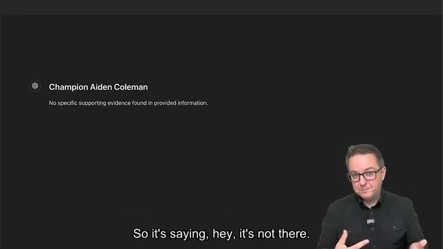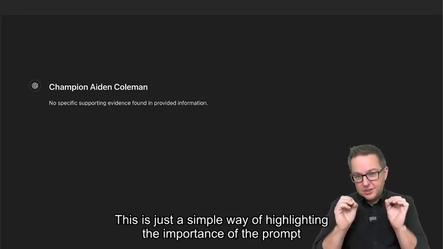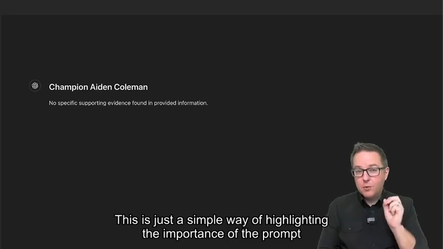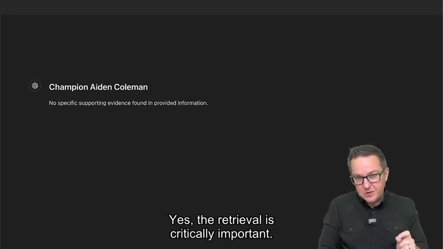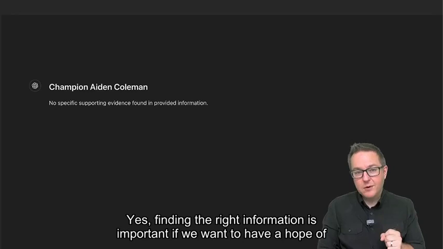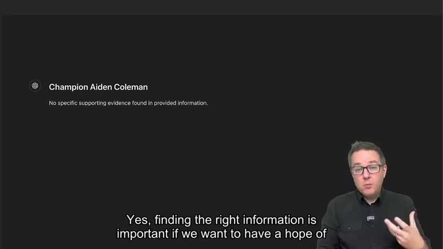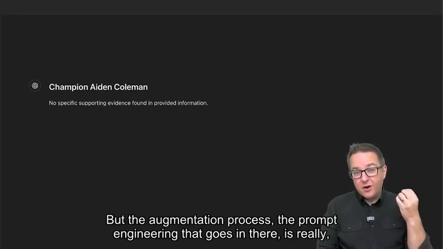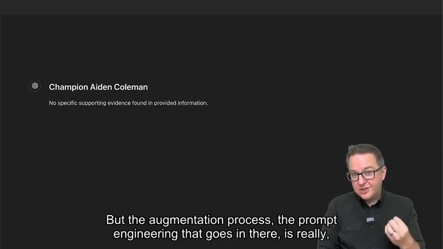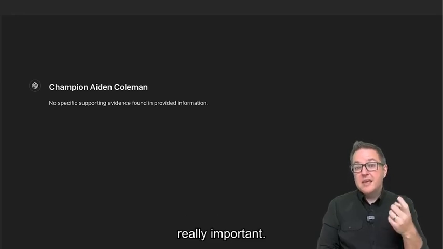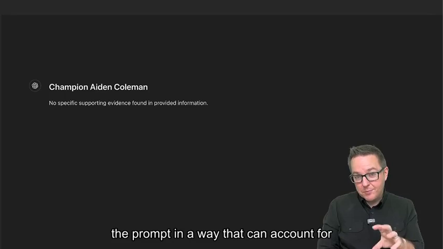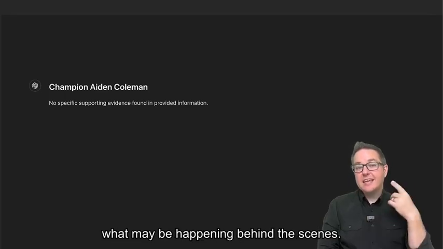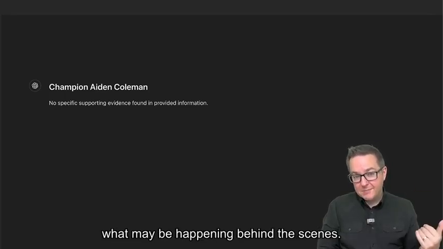This is just a simple way of highlighting the importance of the prompt engineering in the augmentation. Yes, the retrieval is critically important. Yes, finding the right information is important if we want to have a hope of answering the question. But the augmentation process, the prompt engineering that goes in there, is really, really important. And we can control the prompt engineering in a way that can account for what may be happening behind the scenes.